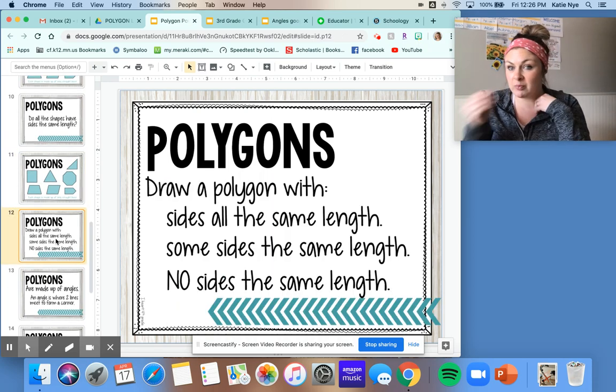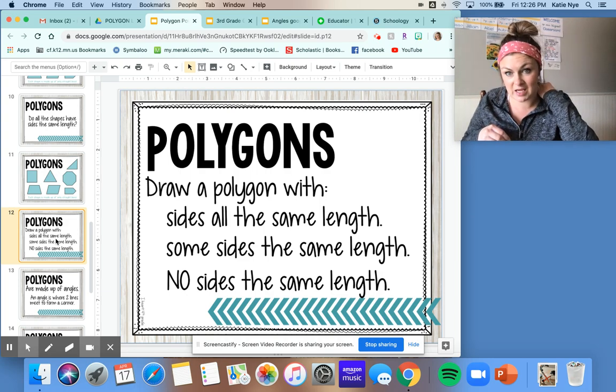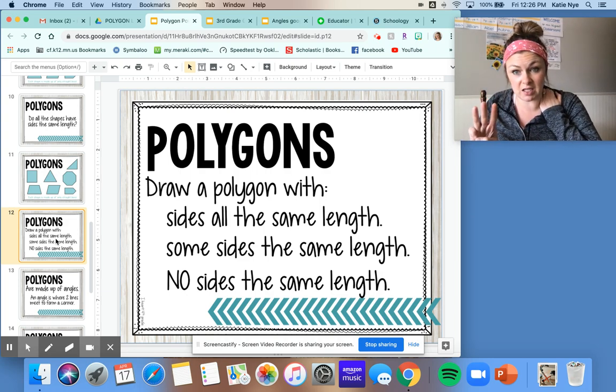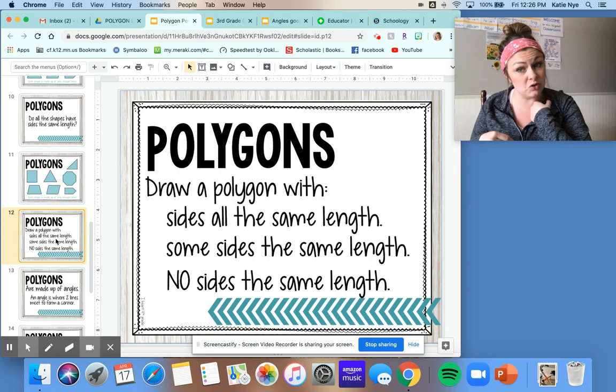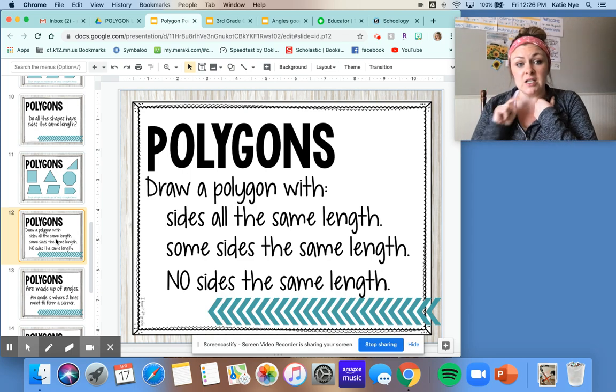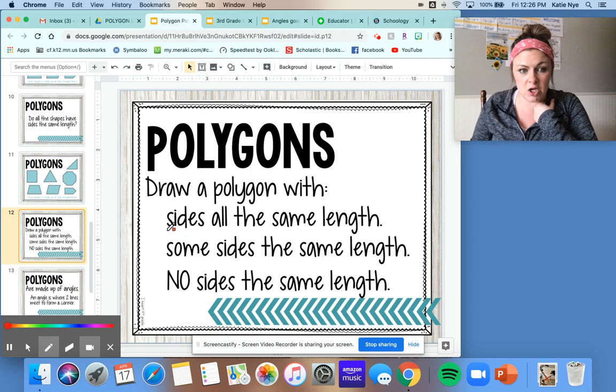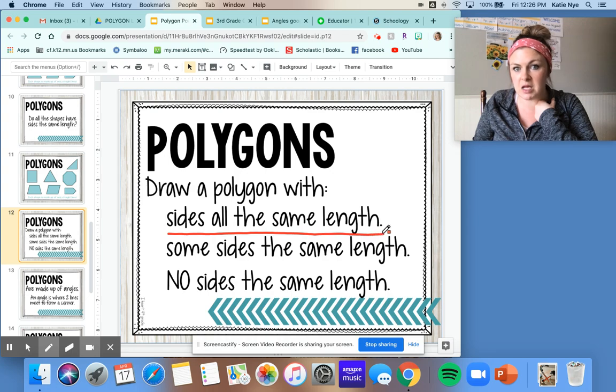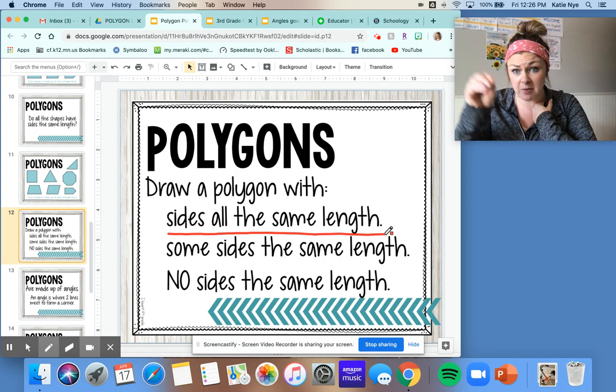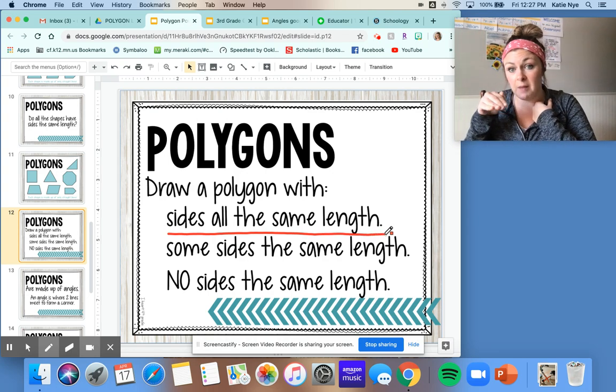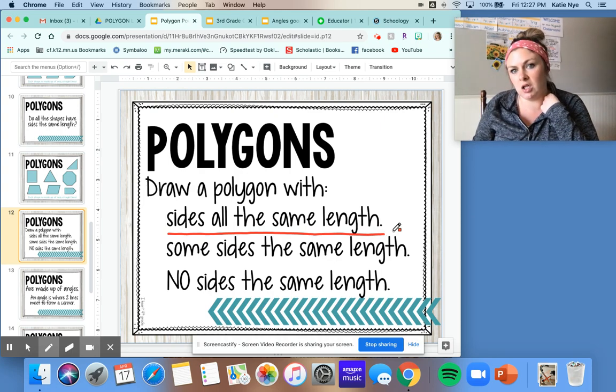I want you to get a piece of paper and do this next thing. You're going to do 3 different things. The first thing you're going to do, this is instead of taking notes in your math book, so you do need to make sure you do this. The first thing you're going to do is draw a polygon with sides all the same length. So on your piece of paper, draw something, a polygon, straight sides, all connected, where all of your sides are the same length.